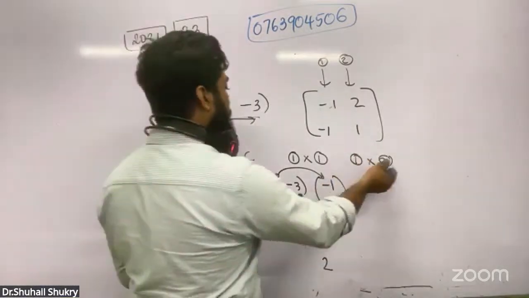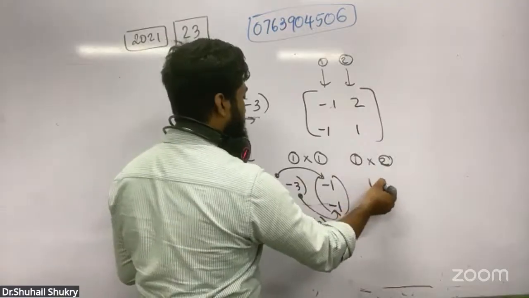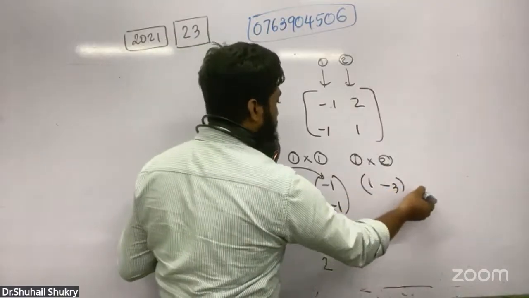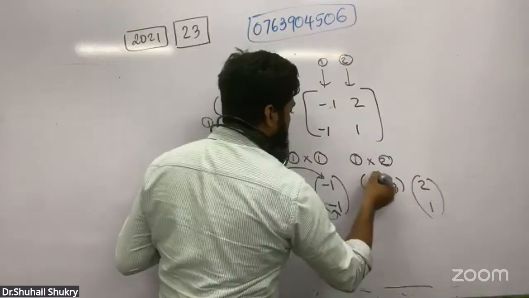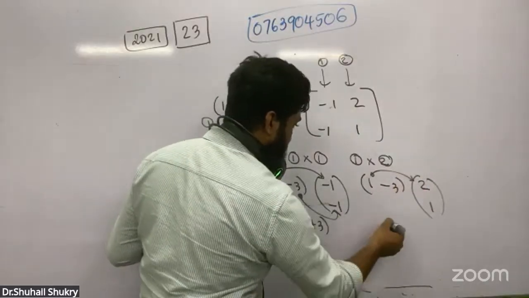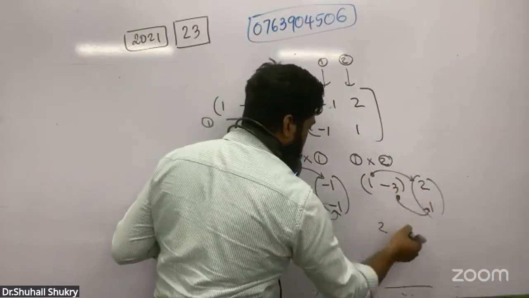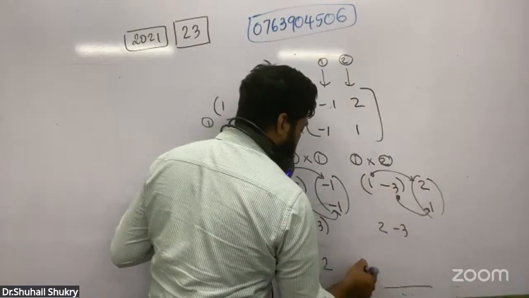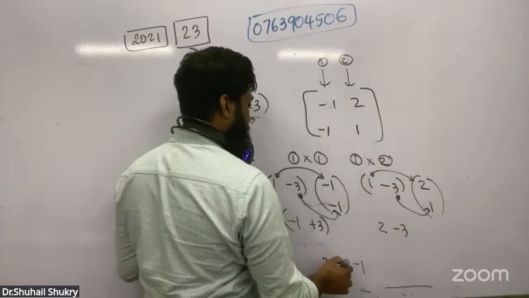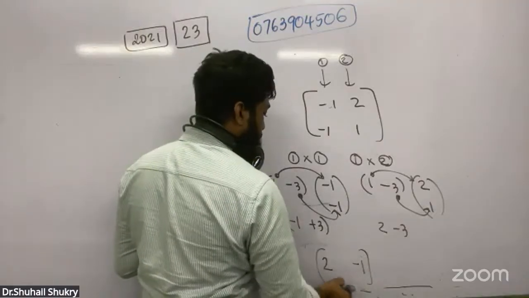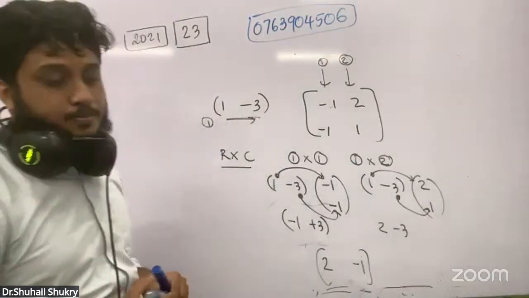Again, first row into second column. First row is 1 minus 3. Second column is 2, 1. So 1 into 2, what do I get? 2. Minus 3 into 1, what do I get? Minus 3. 2 minus 3, how much? Minus 1. Then I have to put 2 and minus 1 in brackets. This is the answer for that.